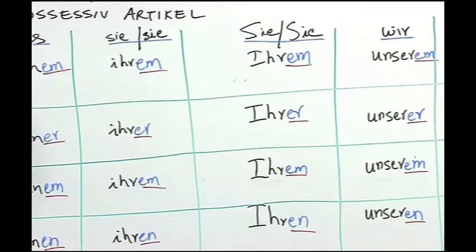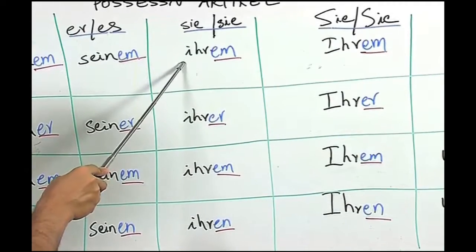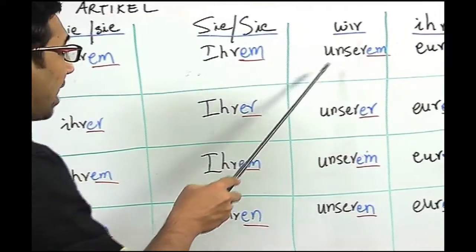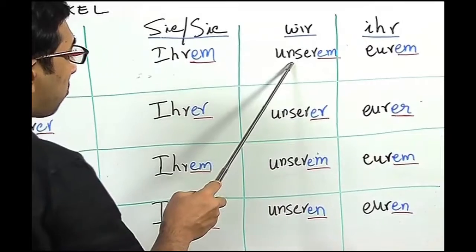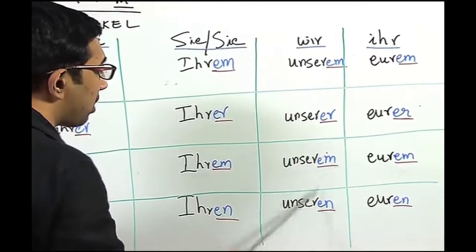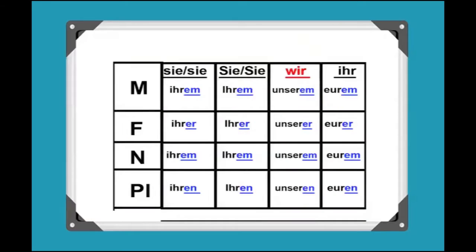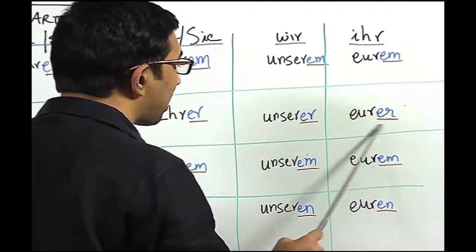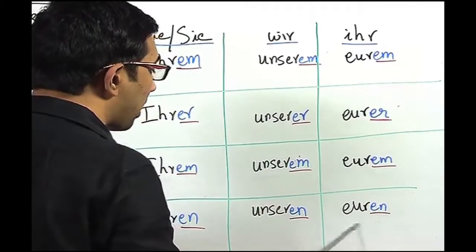Also, at this place, I would like to remind you again that the size of I is dependent on the size of S. If S is small, I is small. If S is big, I is also big. And for the pronoun wir, we have the possessive article unserem, unserer, unserem, and unseren. And for ihr, we have eurem, eurer, eurem, euren.